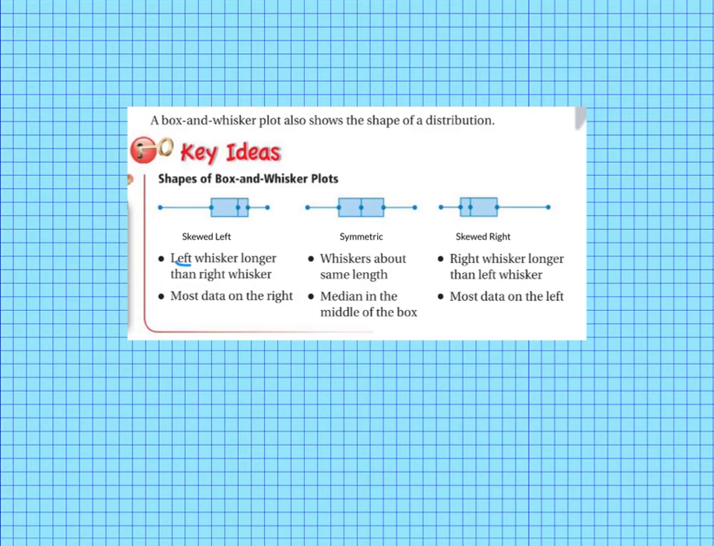And then if it's symmetric, if that median is pretty much right down the middle and the whiskers are about the same length, then the median is in the middle of the box. And if it's skewed right, that means the right whisker is longer than the left whisker. So there you have how to determine the shape of your distribution when you're looking at a box and whisker plot.